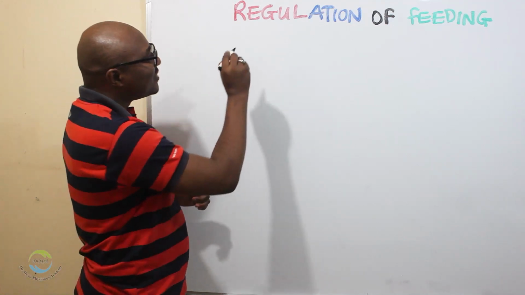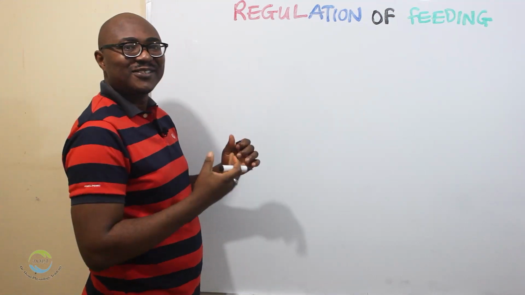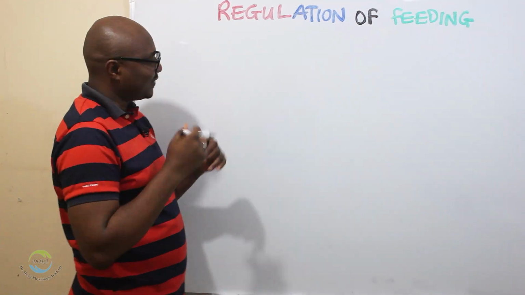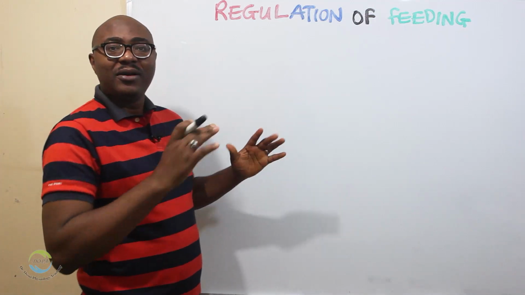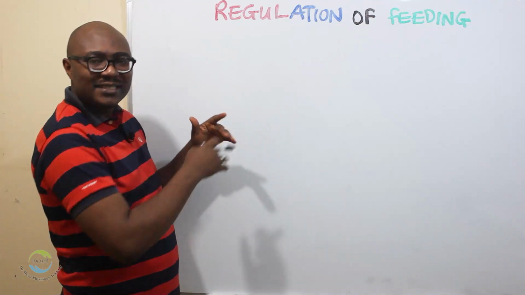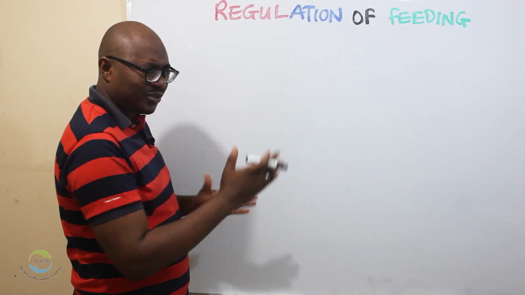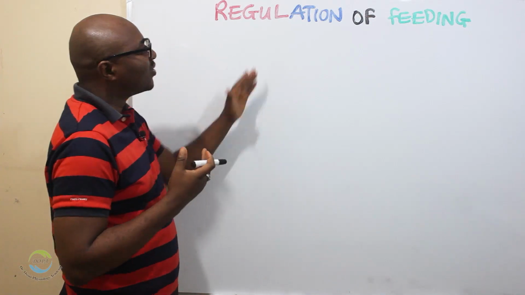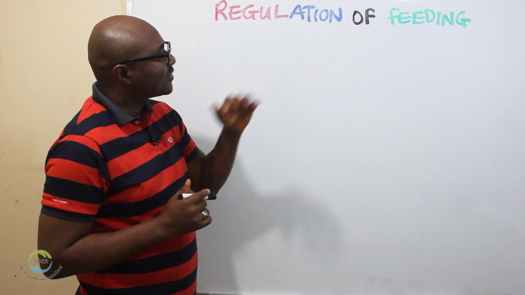So today we're going to be dealing with regulation of feeding, or you can call it regulation of food intake. And you ask yourself, but all this while we've been talking about regulation of gastric motility, intestinal motility, gastric secretion, and so on. We'll be talking about regulation in GIT. So what is this about? What's so special about this?